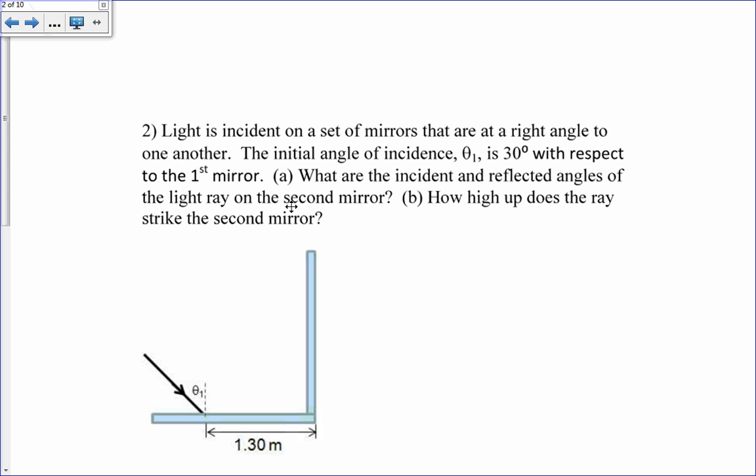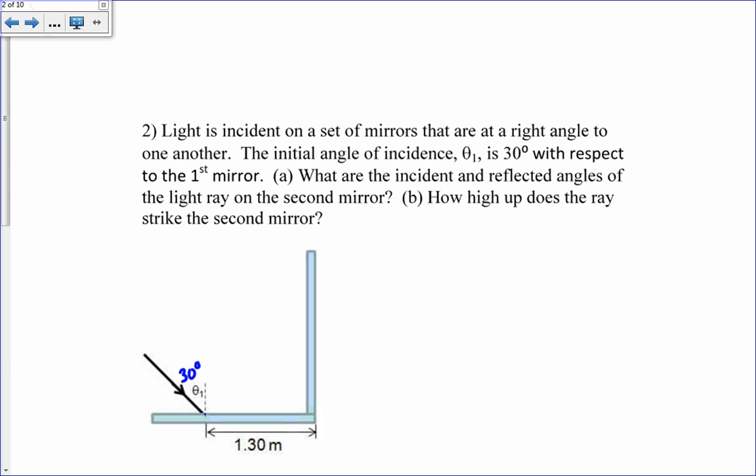All right, light is incident on a set of mirrors that are at a right angle to one another. The initial angle of incidence, theta 1, is 30 degrees with respect to the first mirror. So this angle is 30 degrees. Now I want to know what are the incident and reflected angles of the light ray on the second mirror and how high up does the ray strike the second mirror. All right, this isn't really drawn to scale. That angle looks more like 40 or 45 degrees.